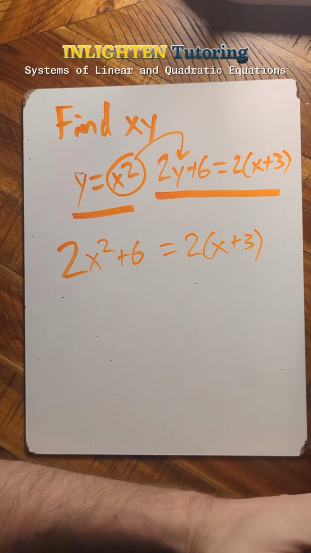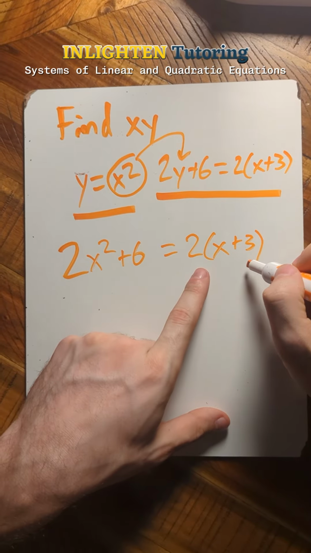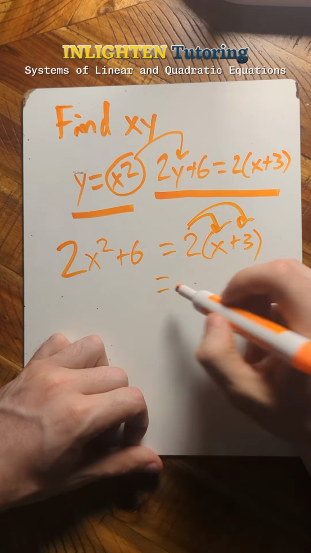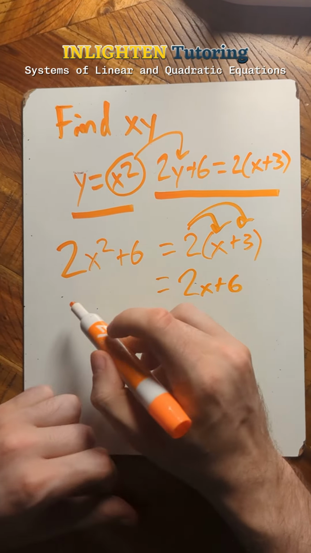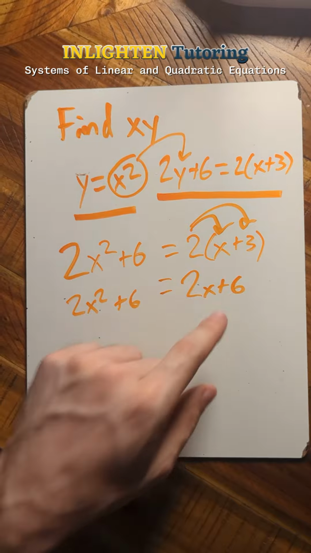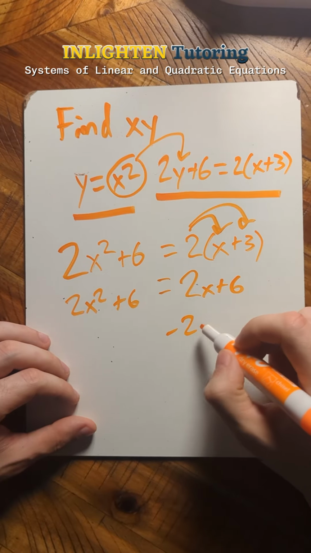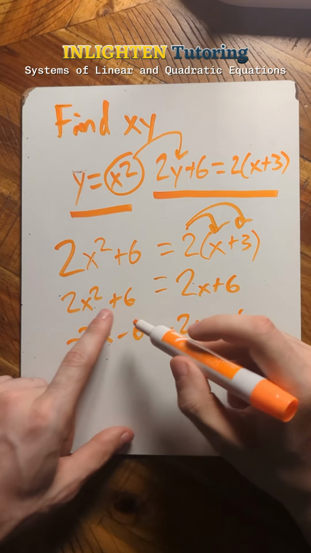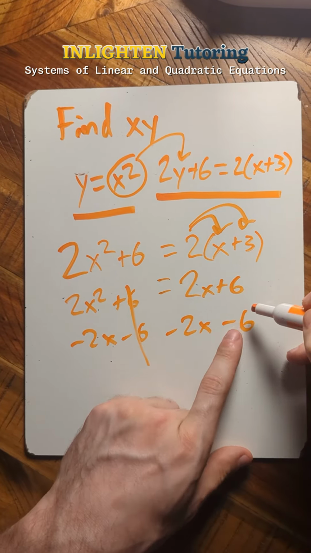What I'm going to do now is just simplify things. So that starts on the right side. I'm going to distribute this 2 to both terms. And on the left side, nothing changes. I'm going to move these over. I'm going to do that by subtracting 2x and subtracting 6 on both sides. You'll notice on the left side, 6 disappears. On the right side, it also disappeared.